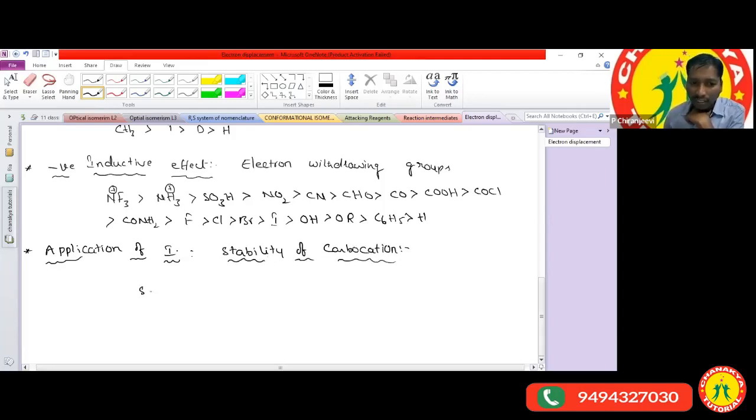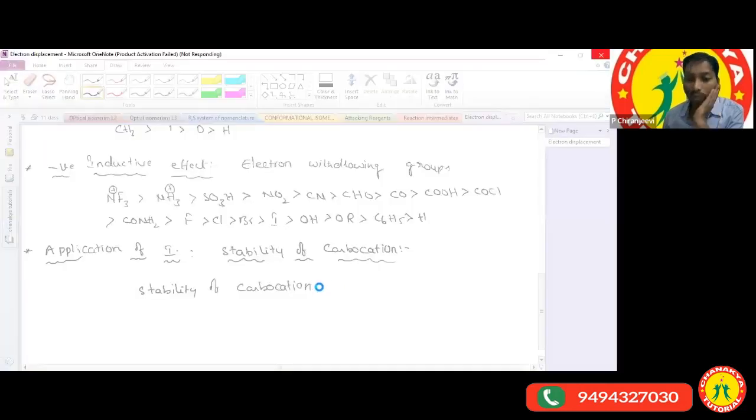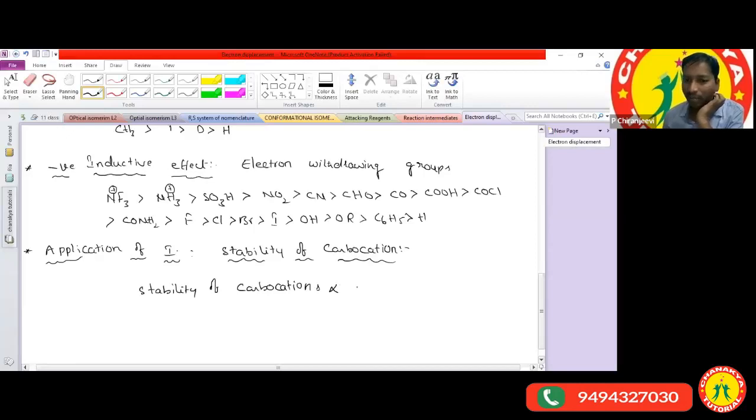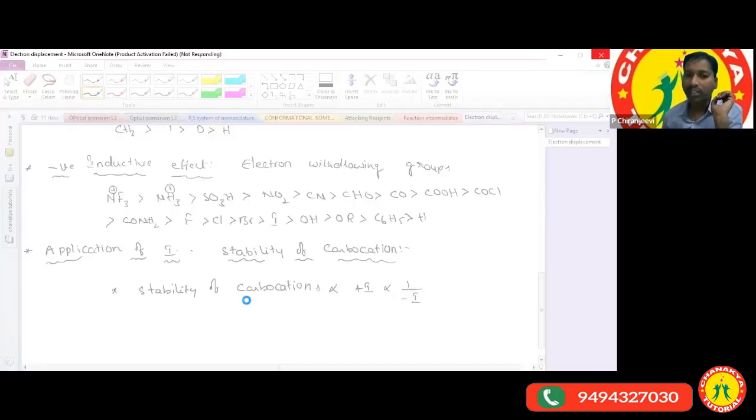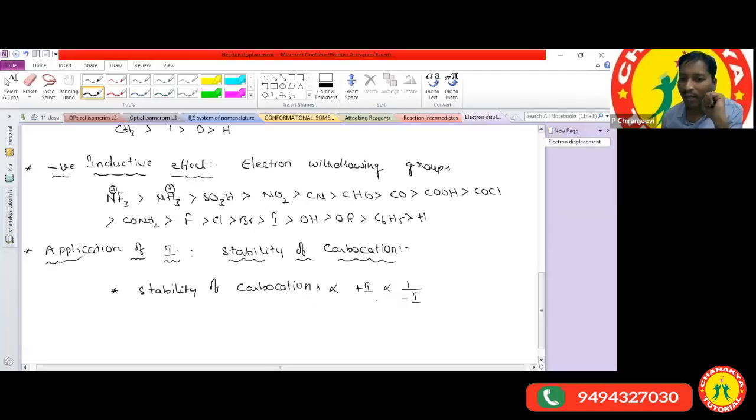Stability of carbocations is directly proportional to plus I groups and inversely proportional to minus I groups. So now you understood which concept we have to remember here: the stability of carbocations is directly proportional to plus I groups and inversely proportional to minus I groups.